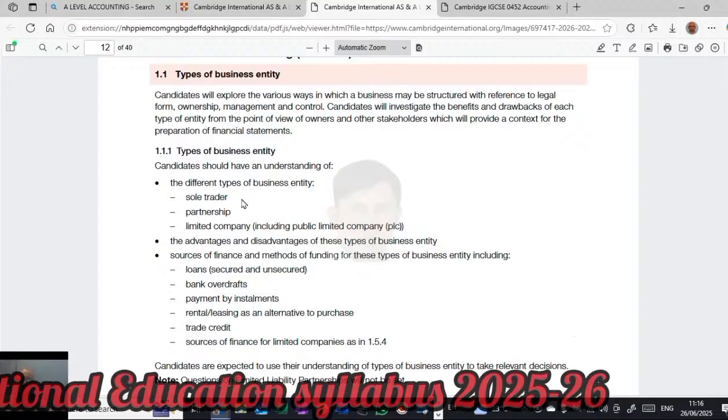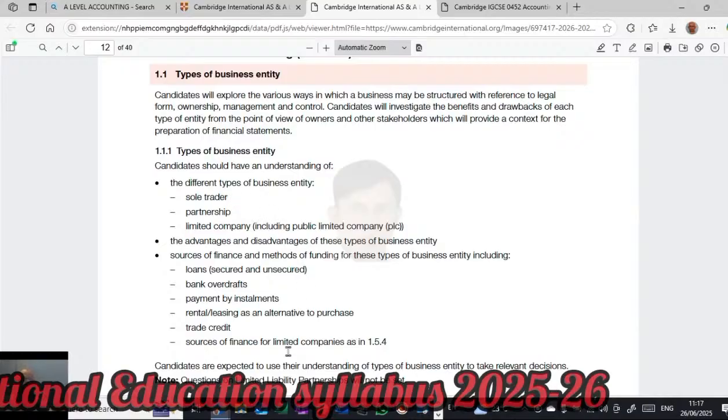You need to understand what are the benefits, what are the advantages, disadvantages of sole trader, partnership, advantages, disadvantages, limited company, advantages, disadvantages, sources of finance and methods of finance. So what are the advantages, disadvantages vis-a-vis sole trader and partnership, partnership and limited company, sole trader and limited company.